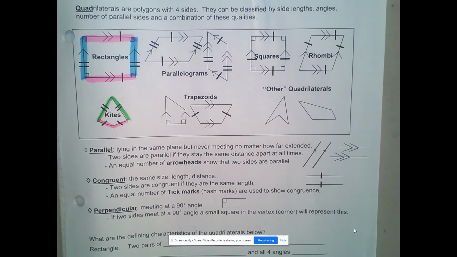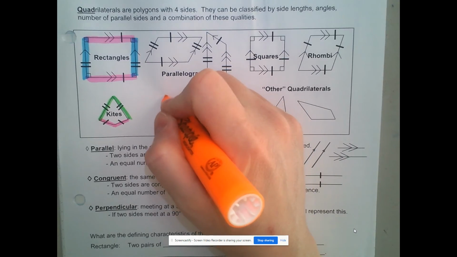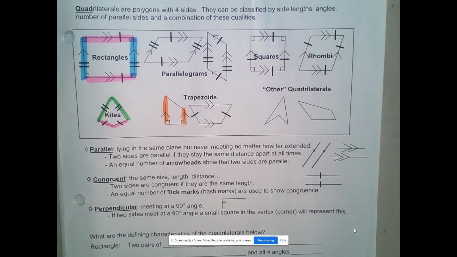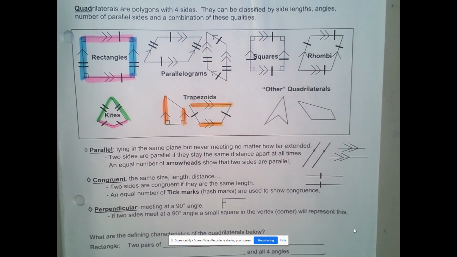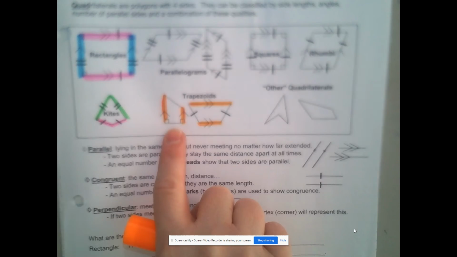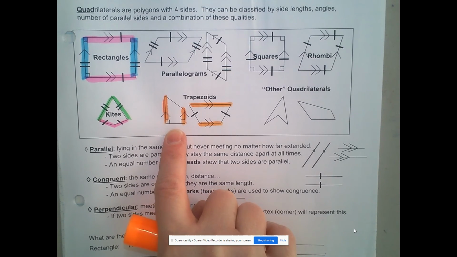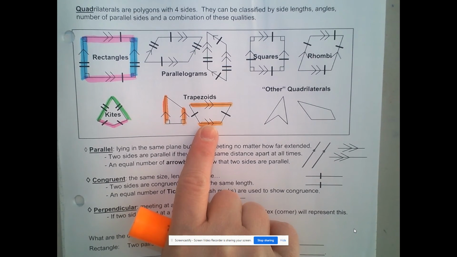Trapezoids have bases that are parallel. So they have two sides that are opposite and parallel, but that's it. The other two sides don't have to be, and they shouldn't. On this one, it's the top and the bottom that are parallel. Now, this one happens to have right angles, not required. This one happens to have congruent sides on the left and the right, not required.